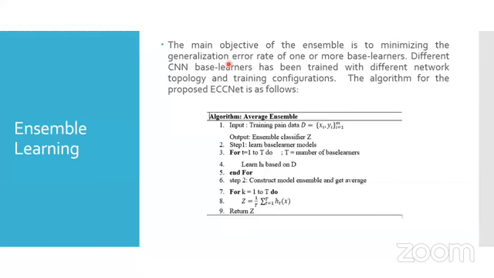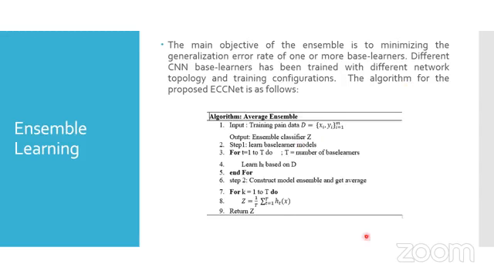So those were our 3 networks, and then we have done this ensembling here. The main objective of ensembling is to minimize the generalization error of one or more base learners. As I have 3 base learners here, I have used ensemble learning so that whatever generalization error, or cost function values, are coming in all the 3 networks should be minimized.